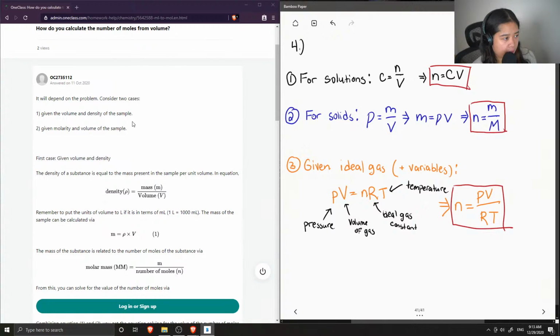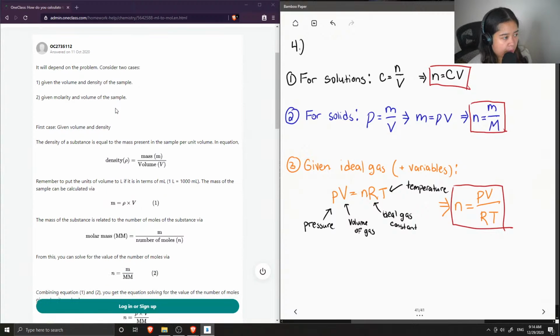It will depend on the problem. Consider two cases. One, given the volume and density of the sample. Two, given molarity and volume of the sample. First case, given volume and density.